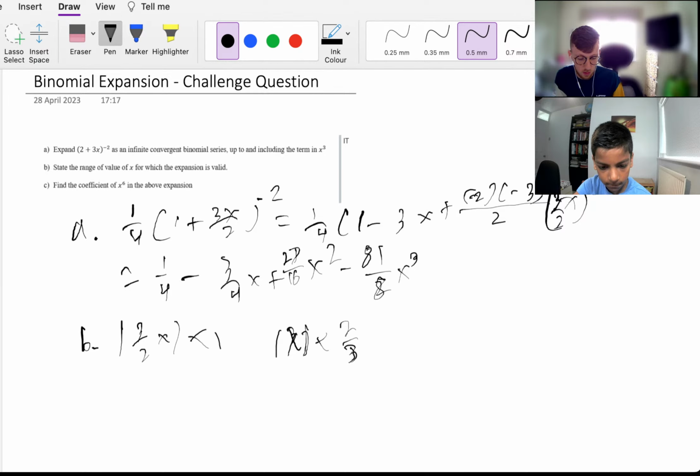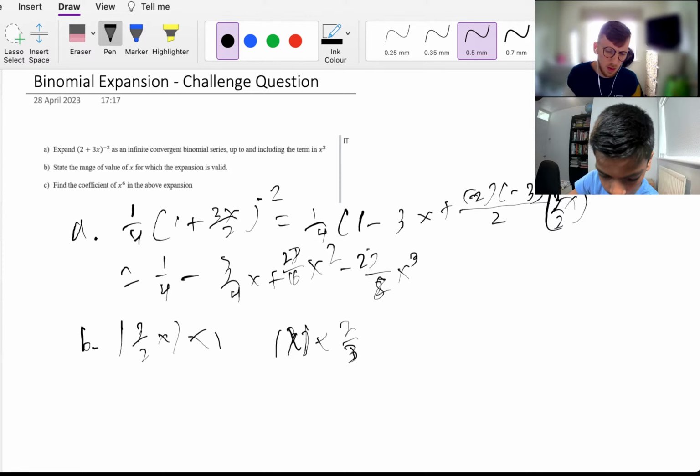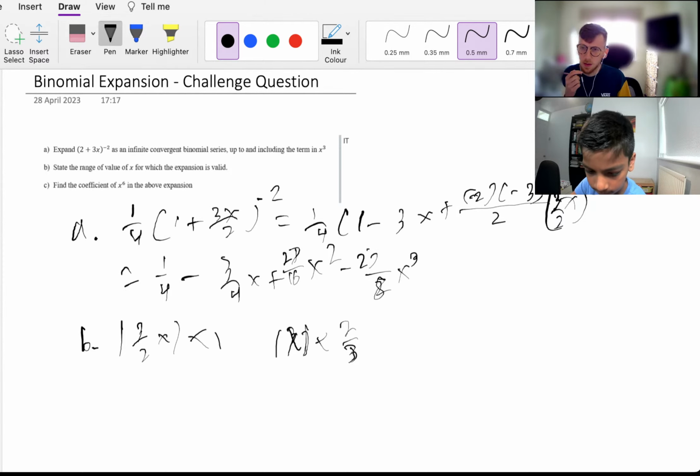And then times by a quarter. I think it should be 27 over 8, not 81 over 8. Okay, so maybe you times by an extra 3 somewhere. Okay, good, yeah, so that's right now. So a quarter minus 3/4 x plus 27 over 16 x squared minus 27 over 8 x cubed. Yeah, perfect. And then plus dot dot dot. And you're spot on, valid for the modulus of x is less than 2/3, exactly right.